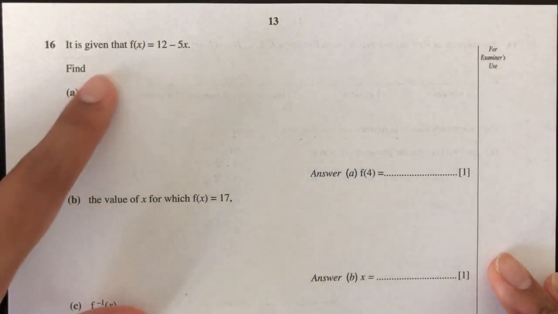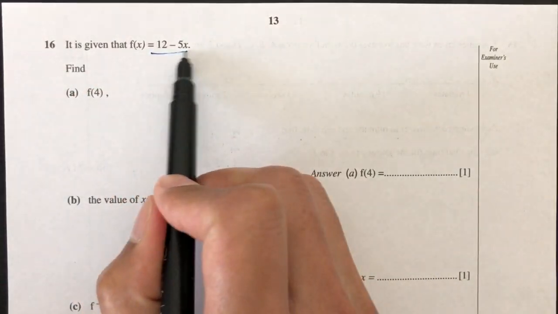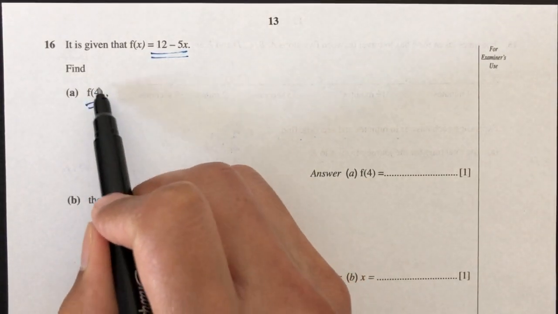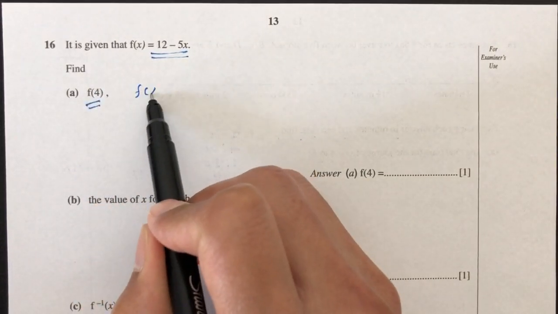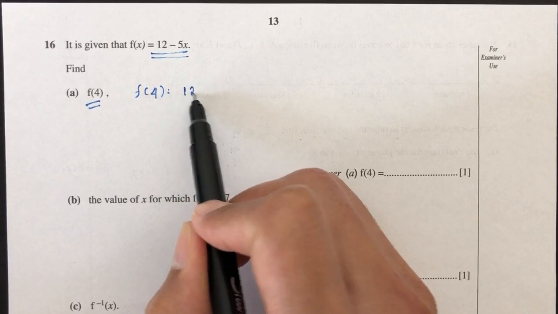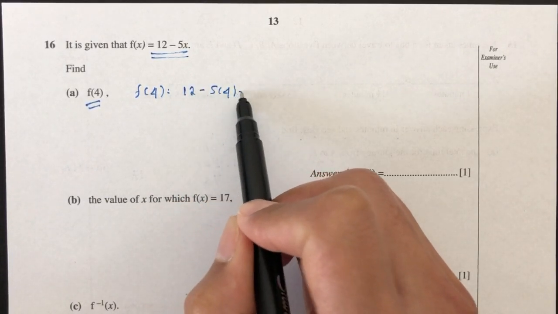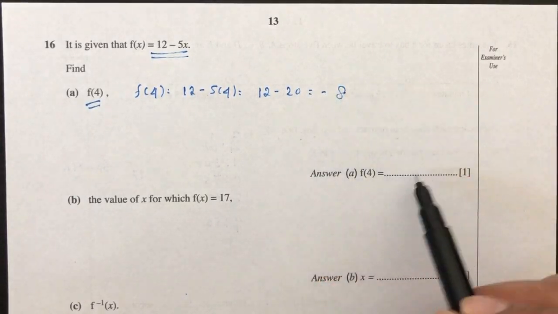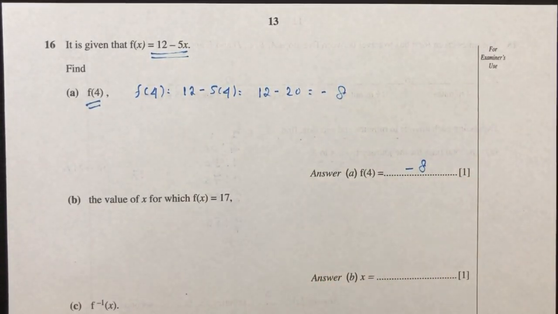Question number 16, it is given that f of x equal to this. Find f of 4. It means that we have to replace the value of x by 4. So pretty easy. That will be 12 minus 5 times 4. That will be 12 minus 20. That will be minus 8. This will be part A.